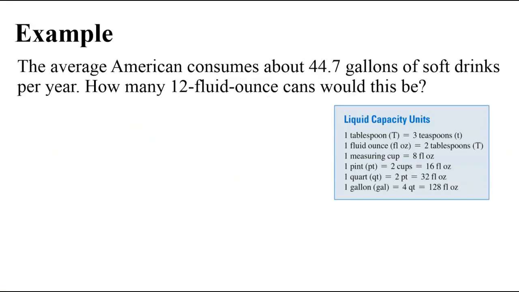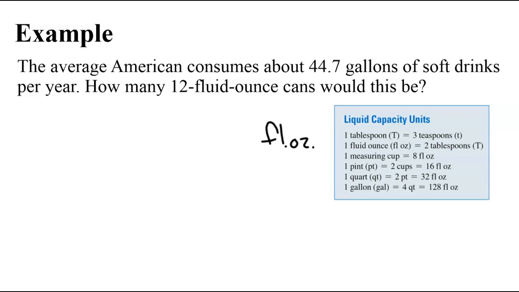So looking at this next problem, the example is that the average American consumes about 44.7 gallons of soft drinks per year. Whew. Seems to be a high number, but if that's what it's reporting. And the question is how many 12-ounce fluid cans, or how many 12-ounce cans will this actually be? So let's look at the problem. We know that we are going to want to end up with fluid ounce cans down on this end.